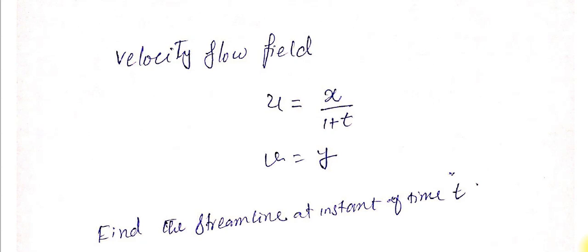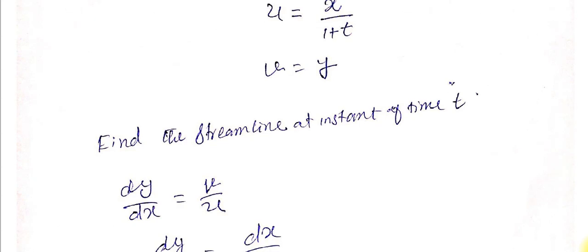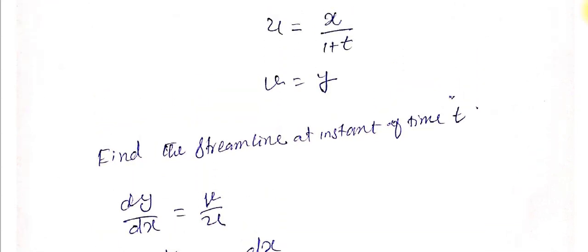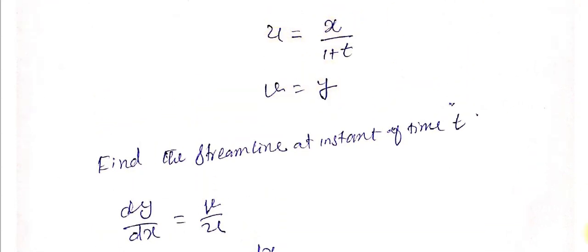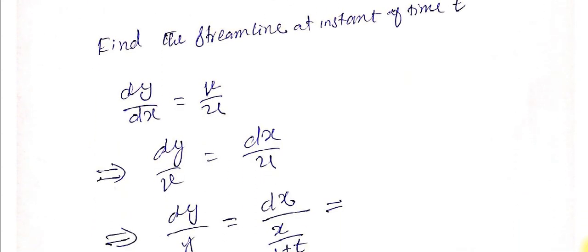Now we have a velocity field. This is called a velocity field, u in the x direction, and in the y direction the velocity field is v. U is this and v is this. Find the streamline at an instant of time. So we have to find the streamlines. How to find the streamlines? We have this relation because this is the xy plane, with u the velocity in the x direction, v the velocity in the y direction.